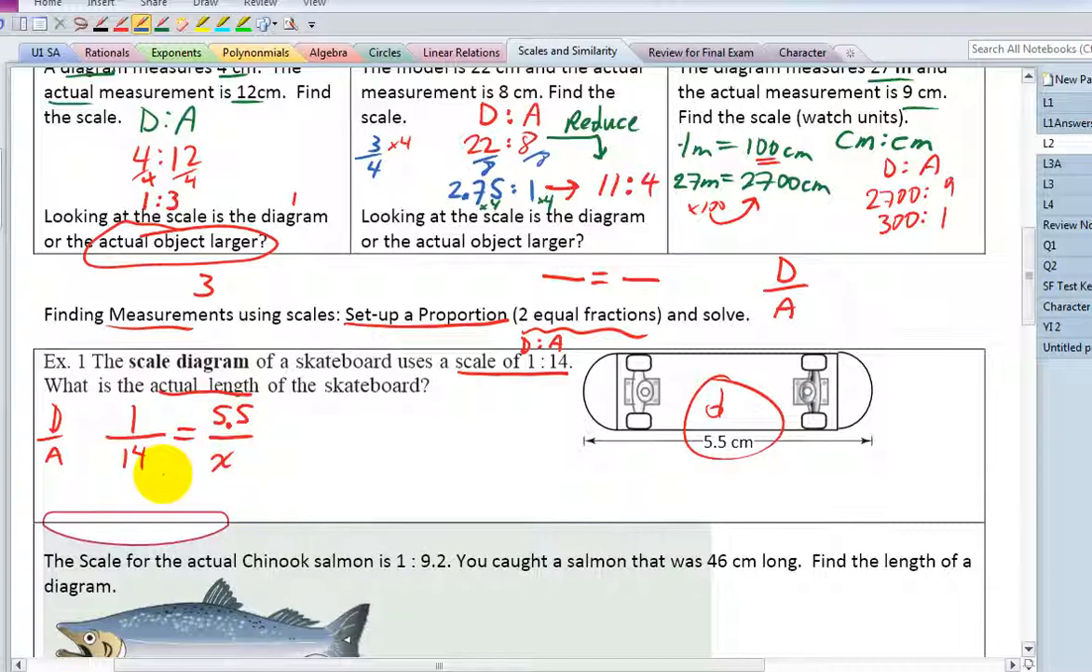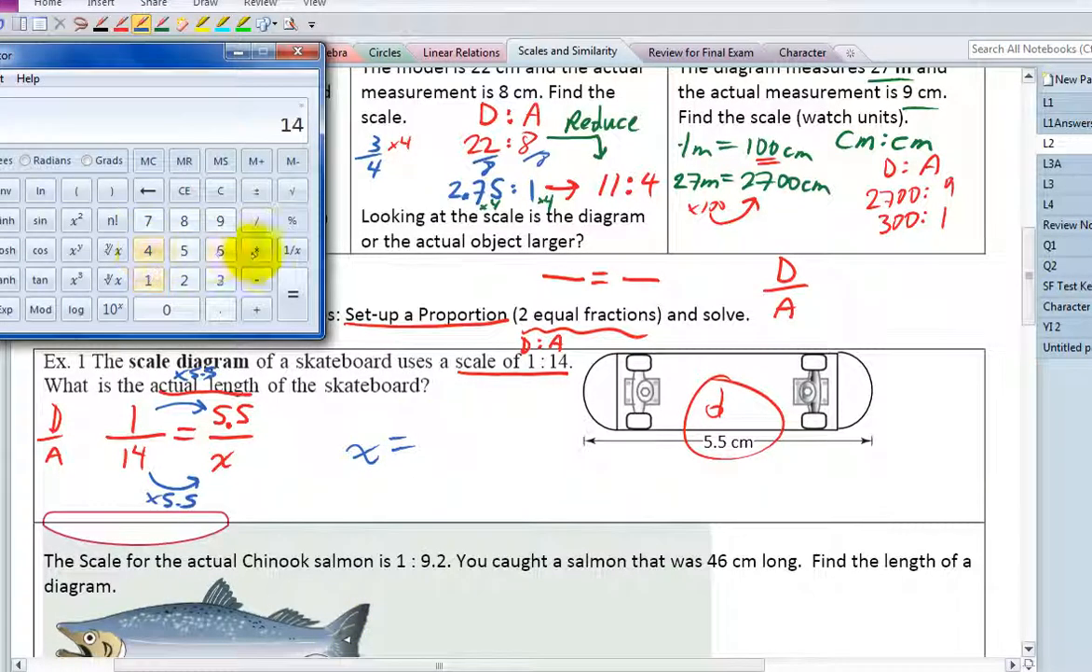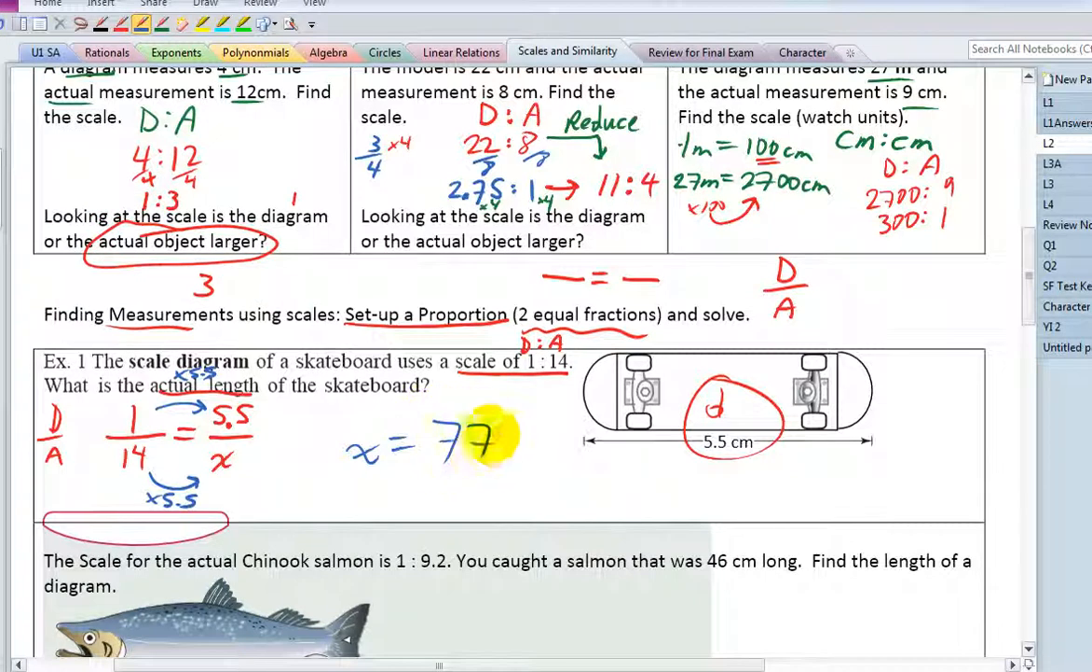Actually, I'll show you the easy math. Sometimes this works out. How do you go from 1 to 5.5? Times by 5.5. What are we going to have to do at the bottom? And so we get X equals what? 14 times 5.5, 77.